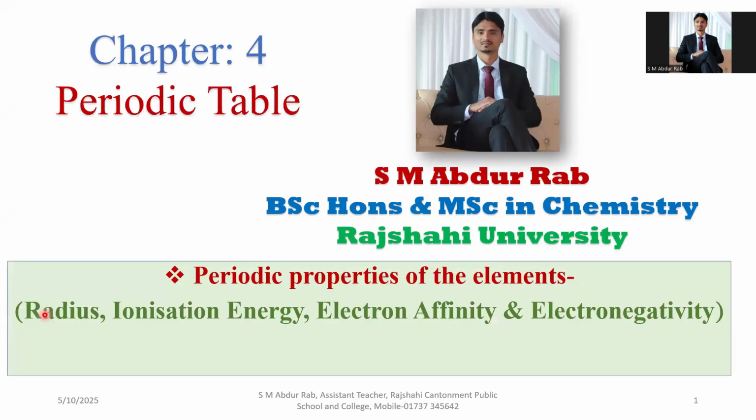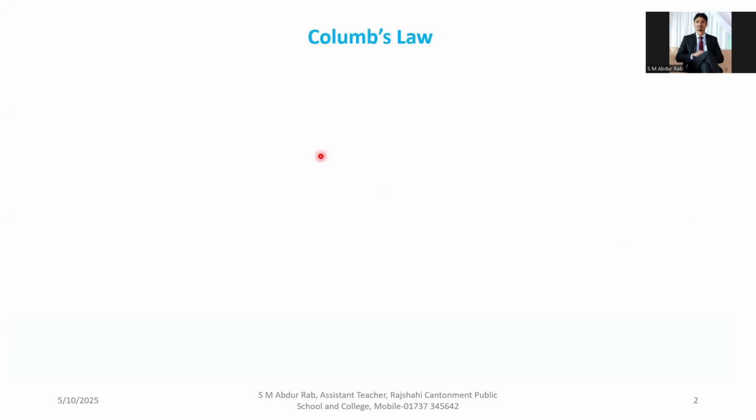Today our topic is the periodic table and the properties of the periodic table like radius, ionization energy, electron affinity and electronegativity. Before starting today's class, we want to learn about Coulomb's law.